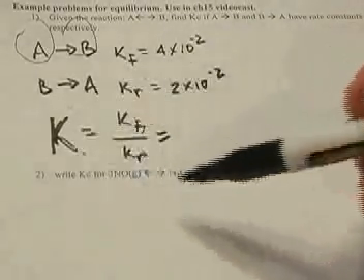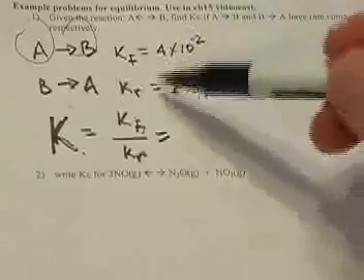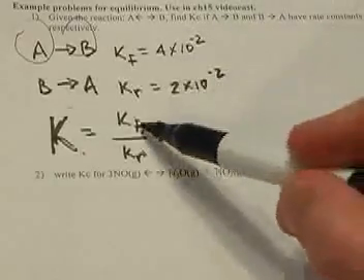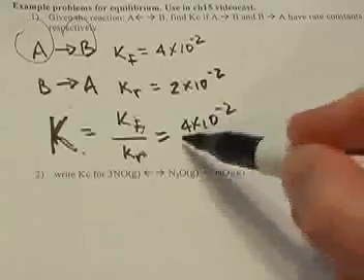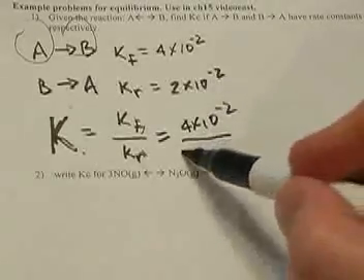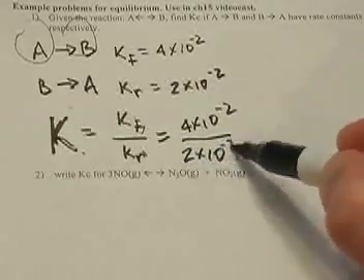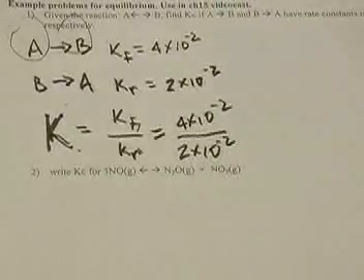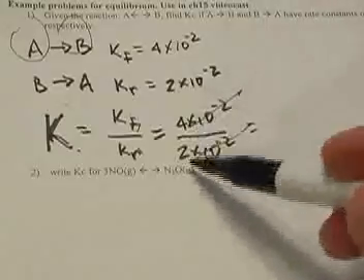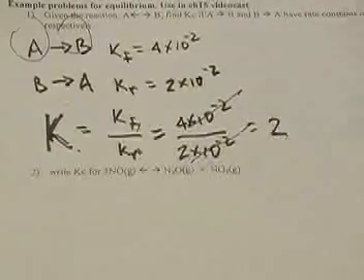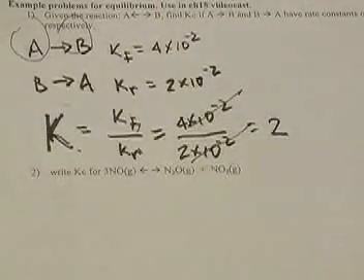When you calculate the equilibrium constant using the forward and reverse rate constants, you take the forward rate constant, 4 times 10 to the negative 2, put it on the top, and take the reverse rate constant, 2 times 10 to the negative 2, and put that on the bottom. Notice how the times 10 to the negative 2's cancel out, and now we have 4 divided by 2, or 2, as our equilibrium constant.